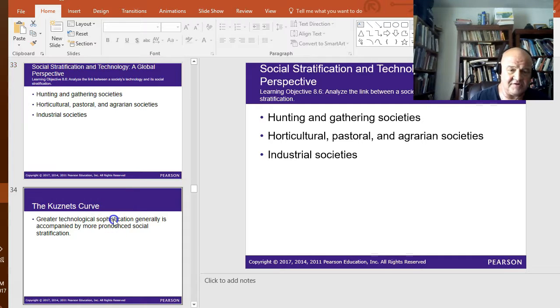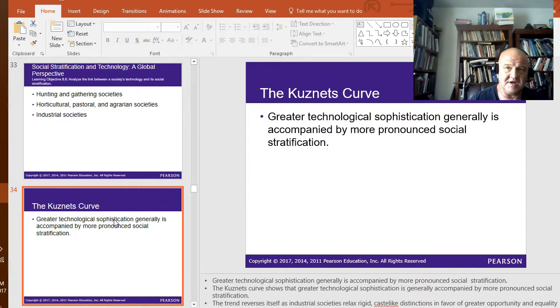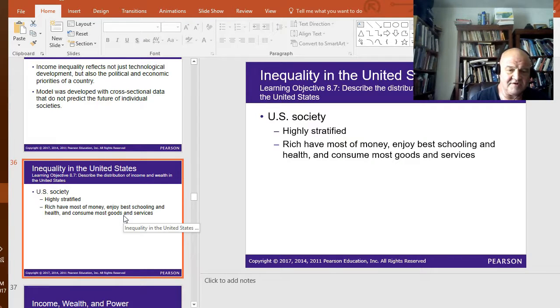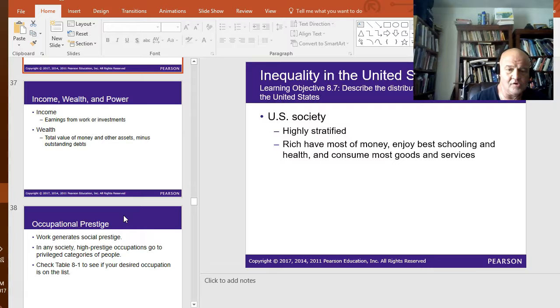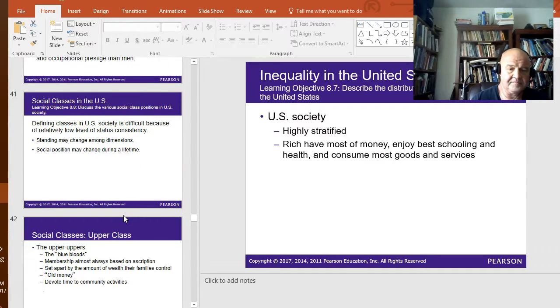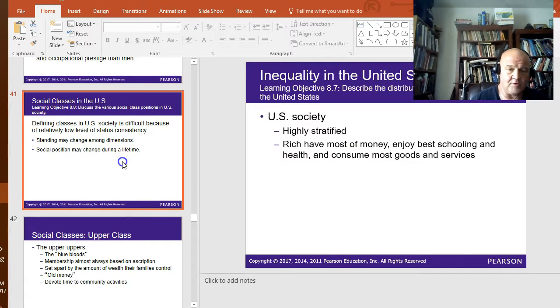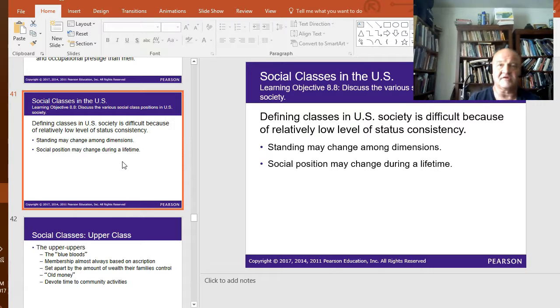Remember slides 33 and 34, we discussed the relationship between technology and stratification. And then slides 36 through 41 provide us with a description of social stratification in the United States. Okay, please know something also about social mobility within a generation and between generations, upward, downward, and sideways.